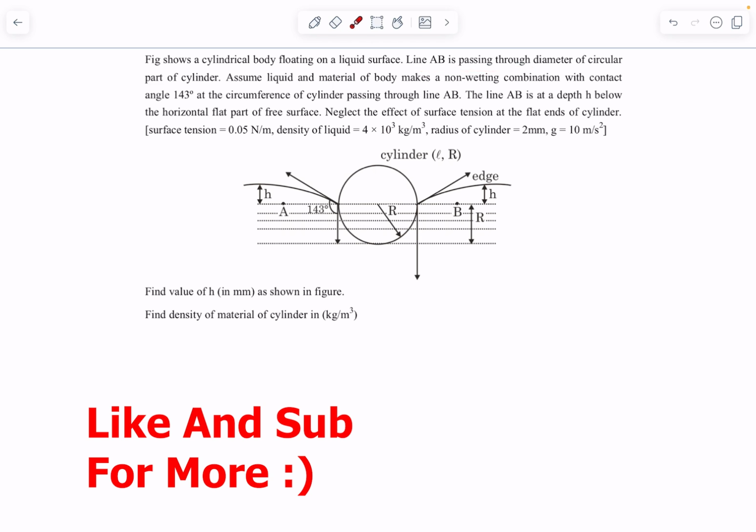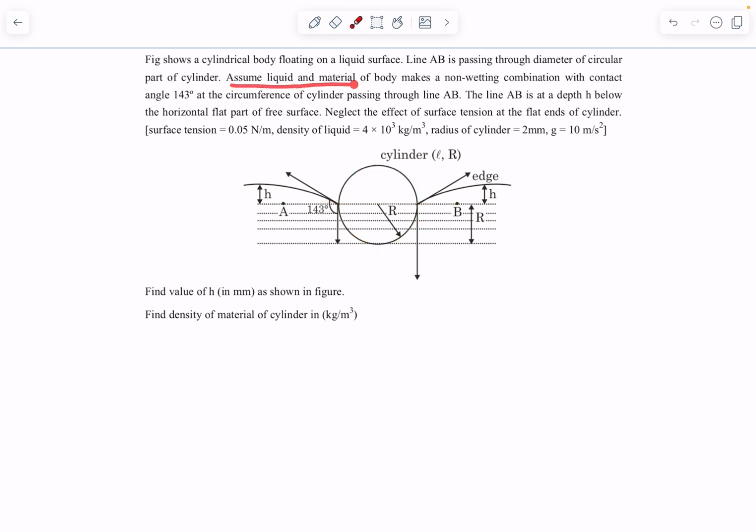So the line AB, which is this line over here, passes through the diameter of this circle basically, and we have to assume the liquid and the material of the body make a non-wetting combination with a contact angle of 143 degrees at the circumference of the cylinder passing through the line AB. So at this particular point, the liquid surface makes an angle of 143 degrees with the vertical.